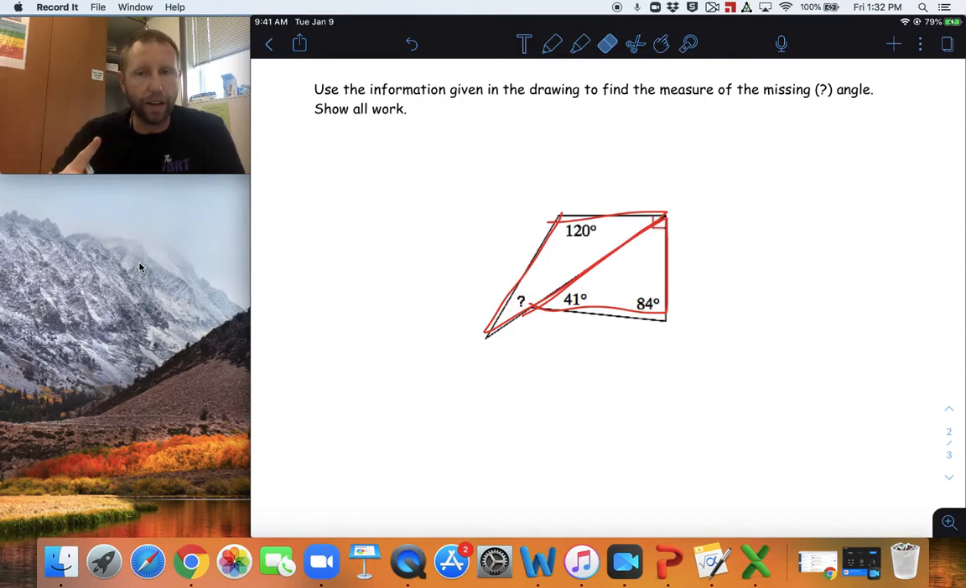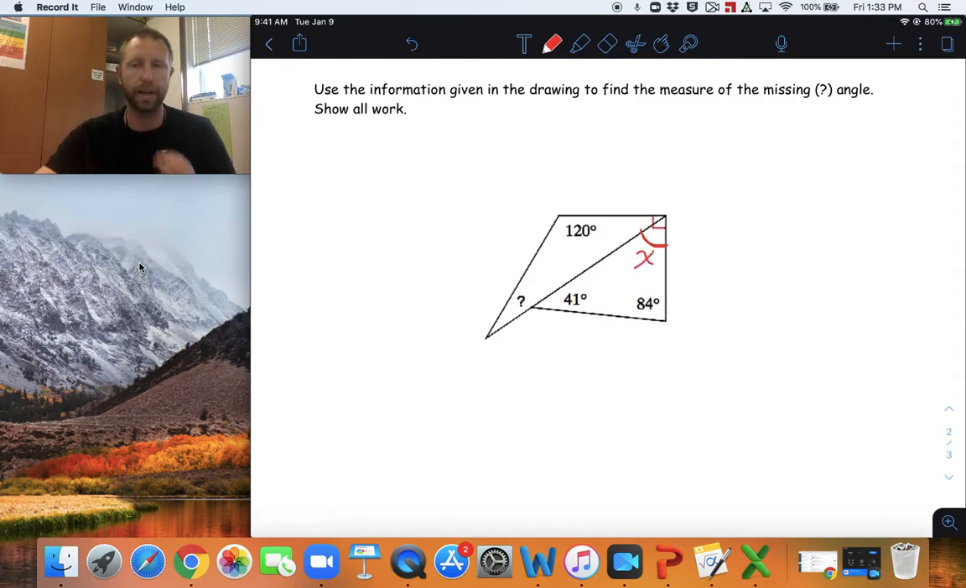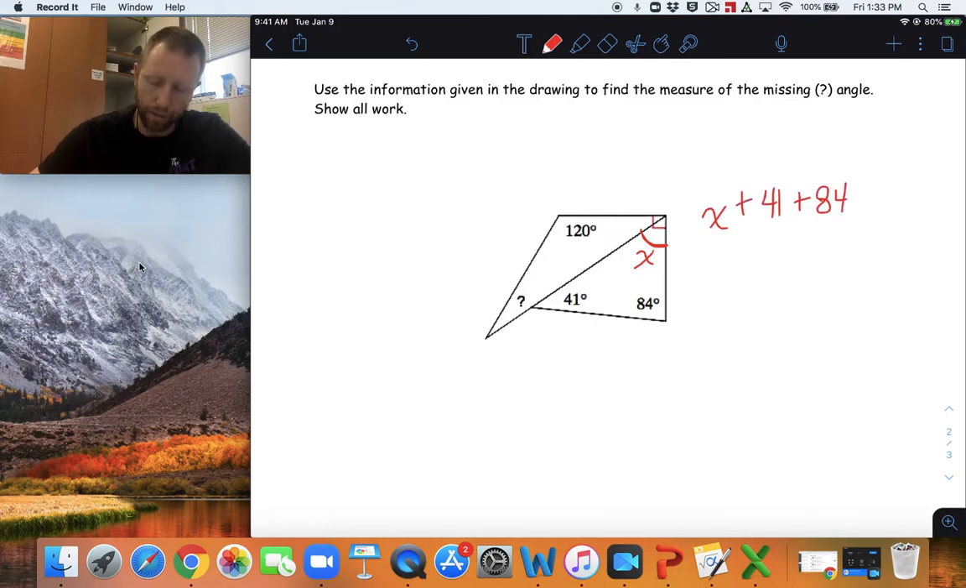For instance, this triangle here, I don't know the question mark angle, but I also don't know this angle, right? So that has two missing angles. I'm going to start with the other triangle because it's only missing one angle. It's only missing this angle right here. Just so we don't confuse it with anything else, I will label that missing angle x until I know what x equals. I'll set up my equation. So x plus 41 plus 84 equals 180 degrees.